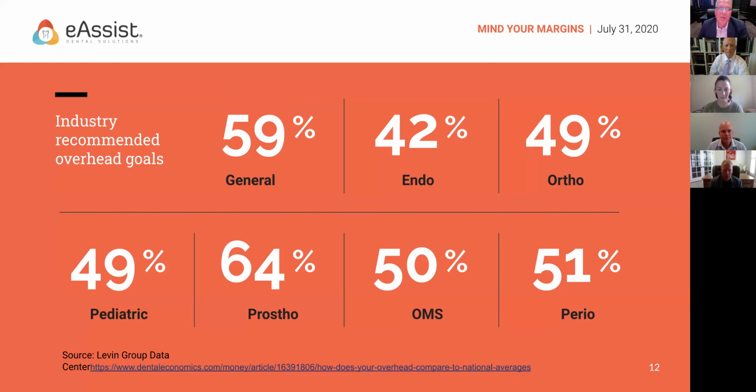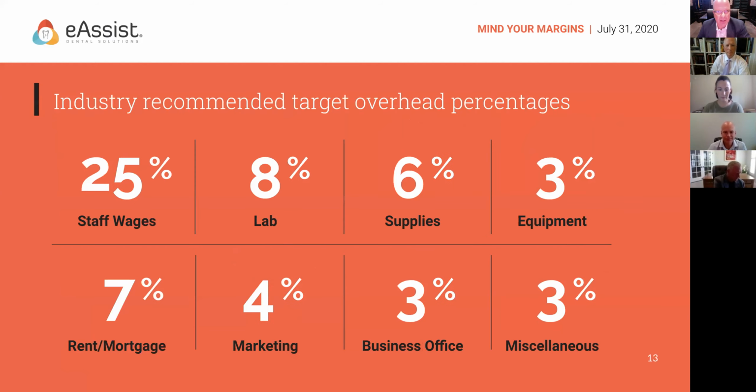What most consultants will recommend is that you shoot for 59% overhead as a general dentist. If you're a specialist, you can see what you're shooting for, but we're focusing on general dentistry here. 59% overhead, which doesn't include your salary. And the way they get to that is by breaking the individual categories into four. All of your expenses should fall into four different categories. And if you shoot for these percentages, you'll hit 59% overhead.